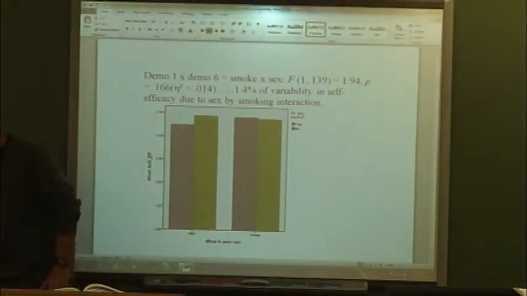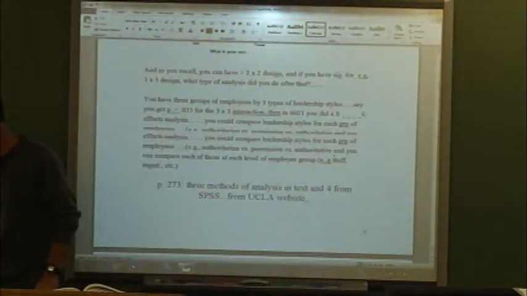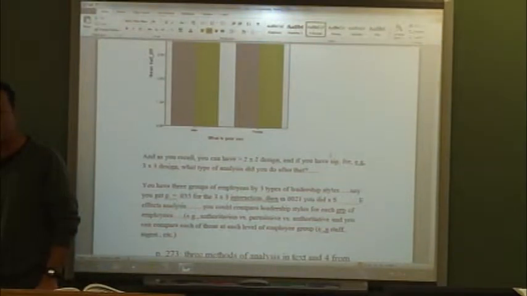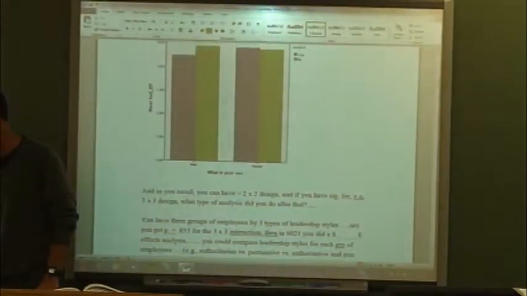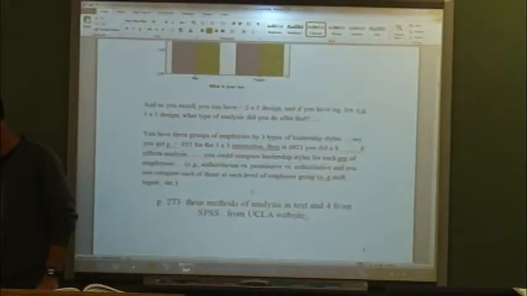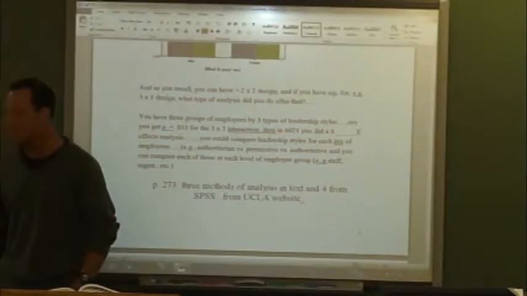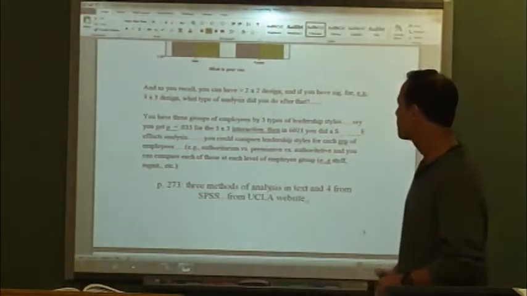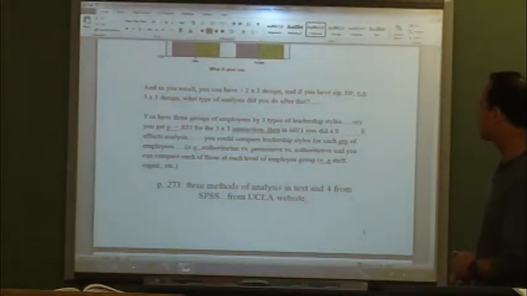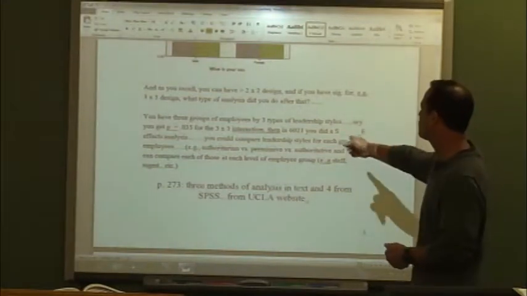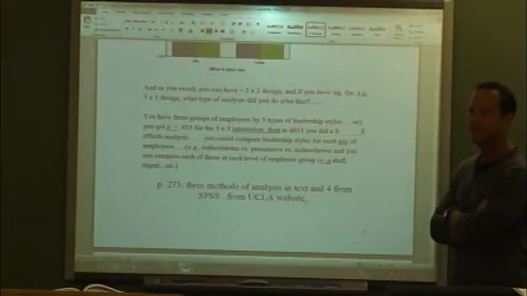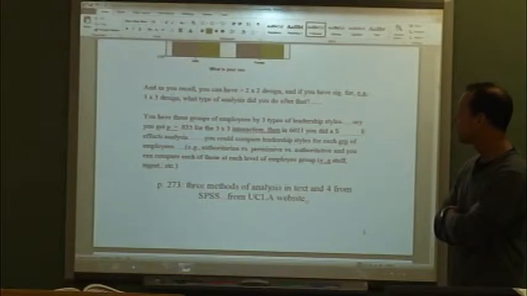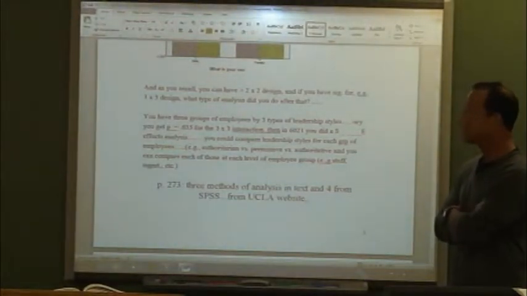I also would encourage you to usually use some type of error bar. Remember, I was a big fan of error bars because those not only show the means, they show the variability. So, as you know, you can go way beyond this. You can do 2 by 2, 3 by 3. What if you have 3 groups of employees by 3 types of leadership style? 3 groups of employees, 3 types, and you get a p of 0.035 for a 3 by 3.